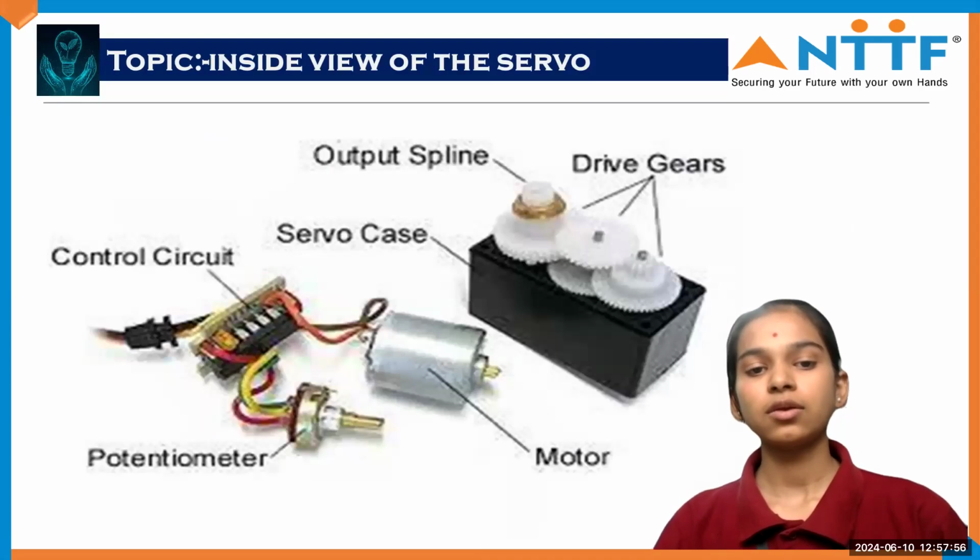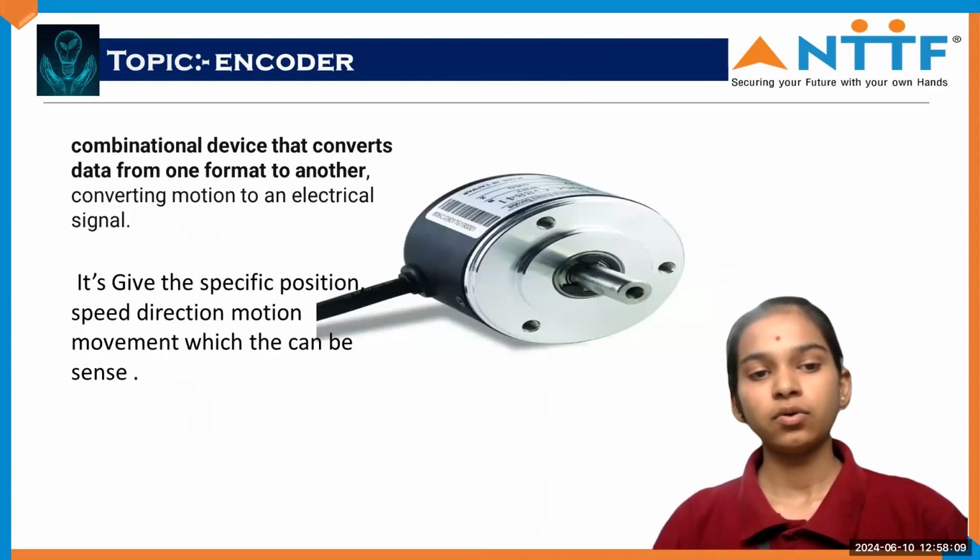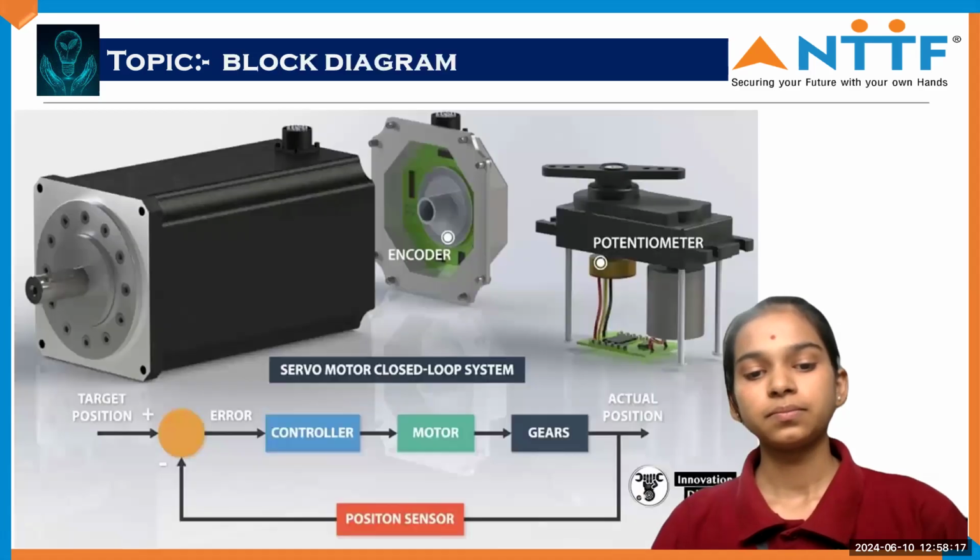Inside view of the servo motor: there is an output spline, drive gears, servo case, motor, control circuit, and one potentiometer. In place of the potentiometer, an encoder is sometimes used. Let's understand what an encoder is. It's a combinational device that converts data from one format to another format. It sends the position and motion.